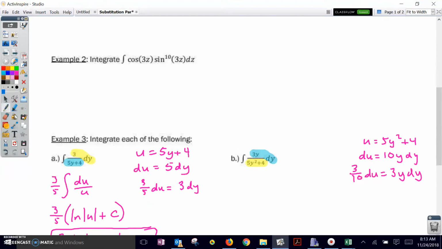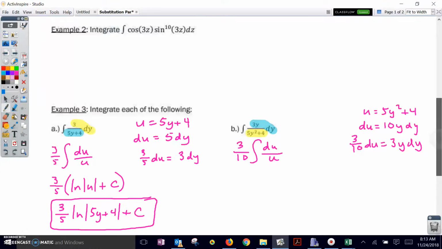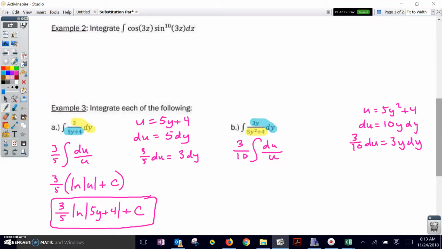And I'm going to replace the 3y dy with a 3/10 du, and so this turns into 3/10 times the integral of du over u. And so again, I take the antiderivative of du over u. That's just going to be natural log of the absolute value of u plus c. And then I bring u back. So we've got 3/10 natural log of the absolute value of 5y squared plus 4 plus c.